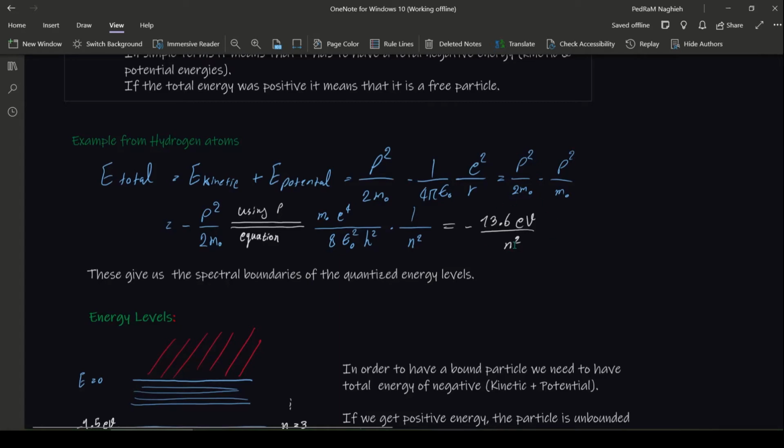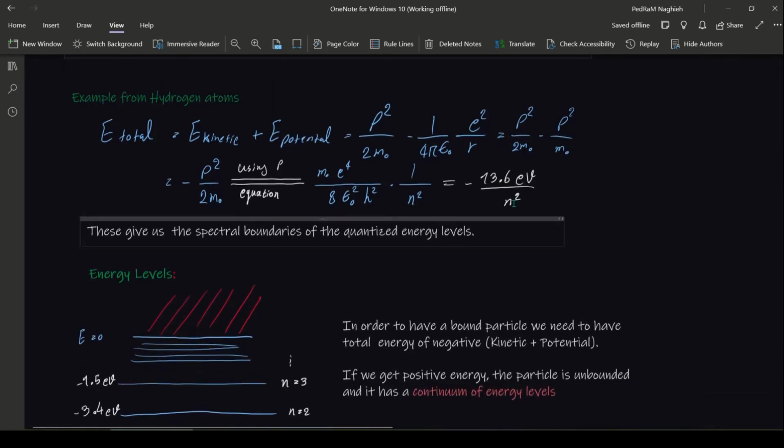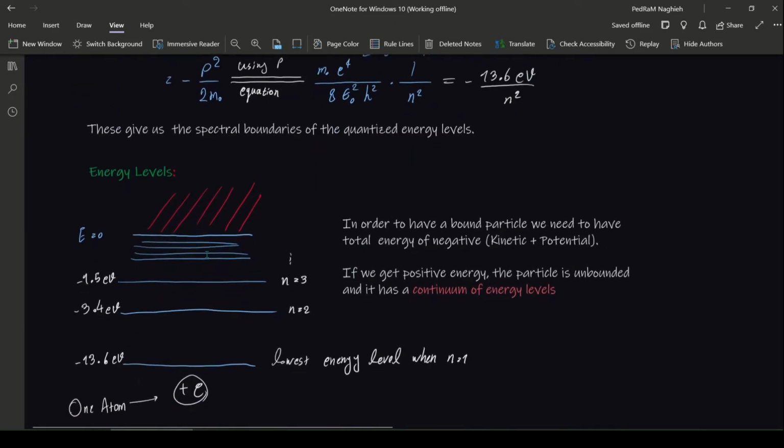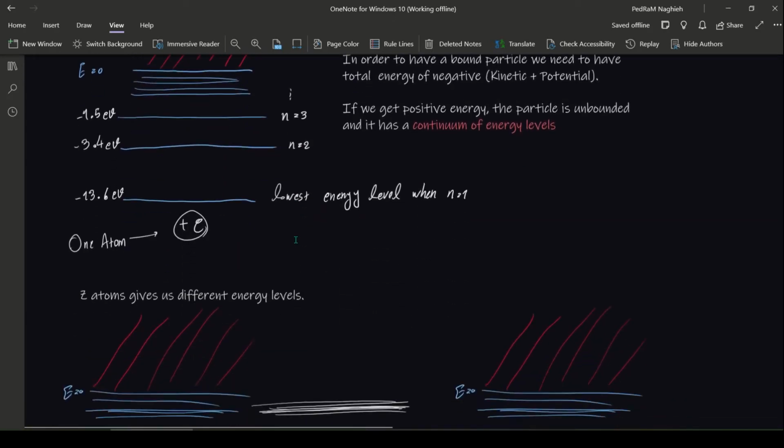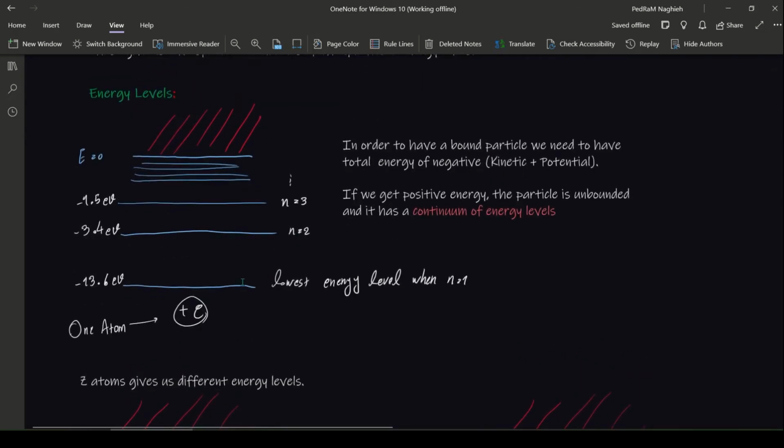And if we have numbers here, we can get these numbers and the values. All right, these are called energy levels. So in order to have a bound particle, we have to have a total energy that is negative. All right, and yeah, so this is for one atom.